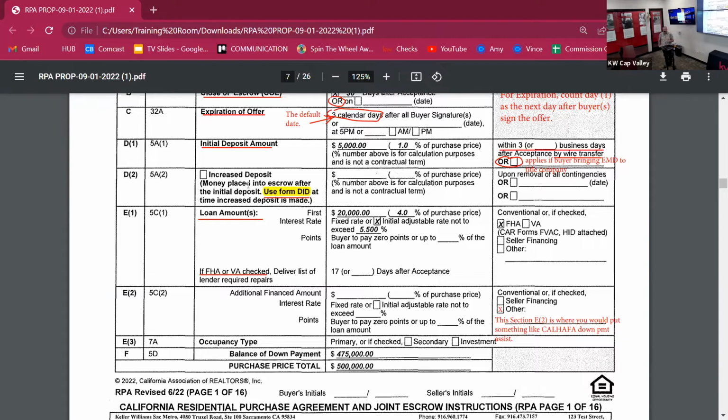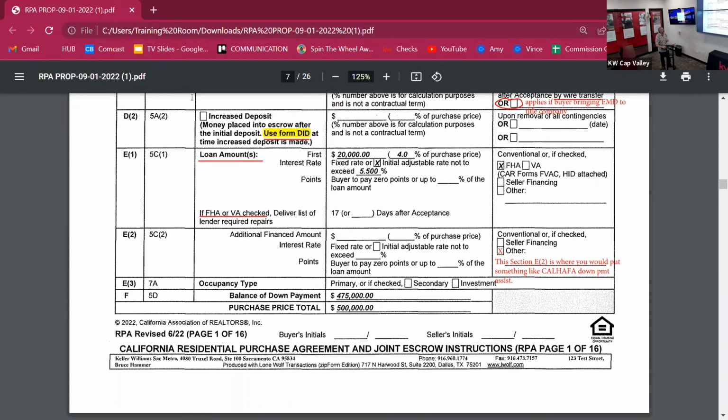Remember that, go find the form, you can ask, somebody will tell you. Loan amount, pretty simple. You're just going to key in the information the lender is giving you. There's one little spot that's covered up by the crease between the monitors right here, and that's talking about fixed rate or initial adjustable interest rate not to exceed X.